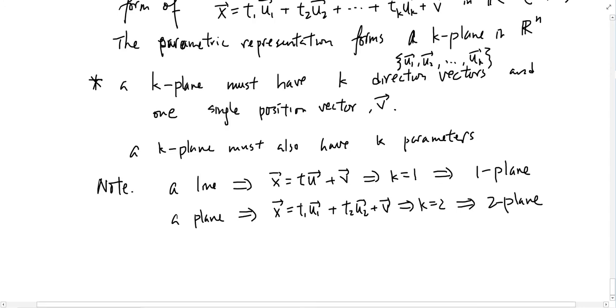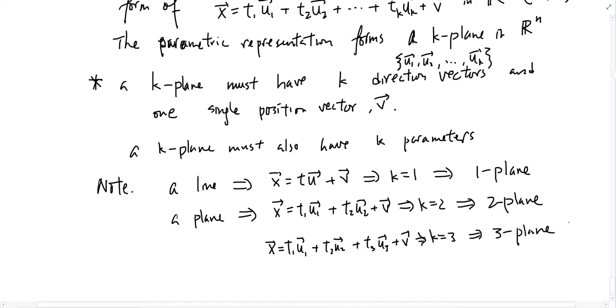And now this method continues. If you have an expression that looks something like this, then that's k equal to 3. That's called a three-plane. Is that similar to a three-dimensional solid in R3? Maybe, maybe not. We don't know because we don't know what the fourth dimension looks like. Because in order for it to be a proper three-plane, it will have to exist in R4.